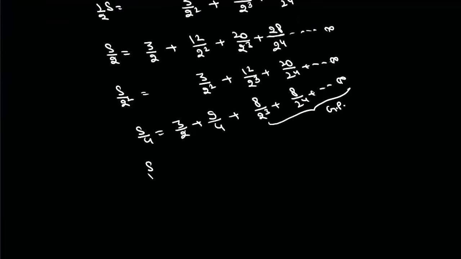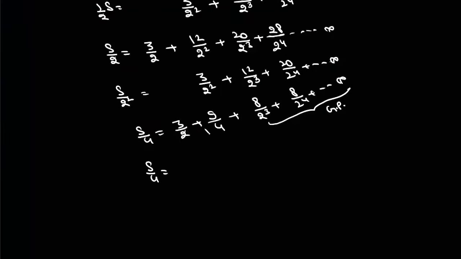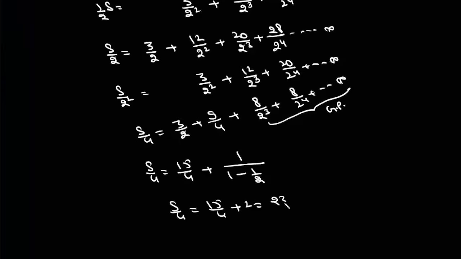So we can write this as S by 4, and this is 6 by 4 plus 9 by 4. It will be 15 by 4 plus the sum of an infinite GP, which is a, first term, upon 1 minus r, and common ratio is 1 by 2. So it will be S by 4 equals 15 by 4 plus 2, which is 23 by 4. So value of S is 23. So sum of this series is 23.